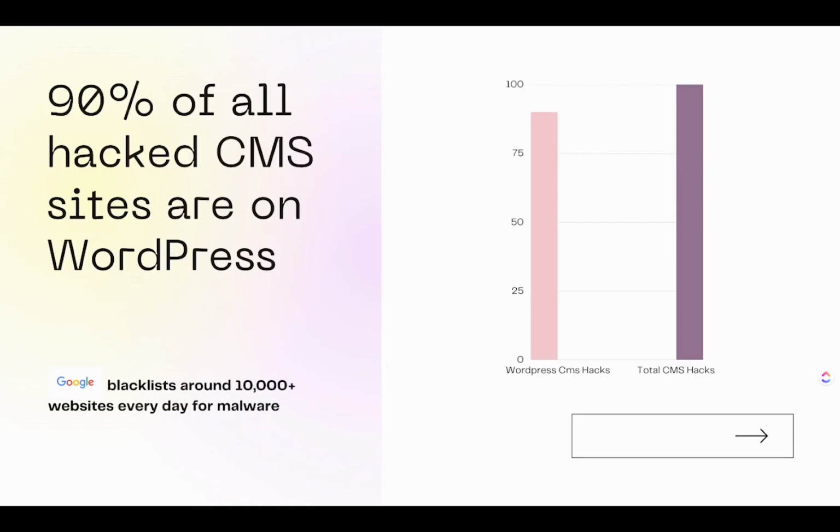To give you a little background on WordPress security, we're going to do a quick little presentation on the topic. Google blacklists around 10,000 websites every single day for malware, and WordPress is no exception. WordPress sites are targeted by hackers and malicious actors due to their popularity and widespread usage. According to a report by Sucuri, a leading provider of website security solutions, WordPress was the most targeted content management system, CMS, in 2020, accounting for over 90% of all hacked CMS sites.